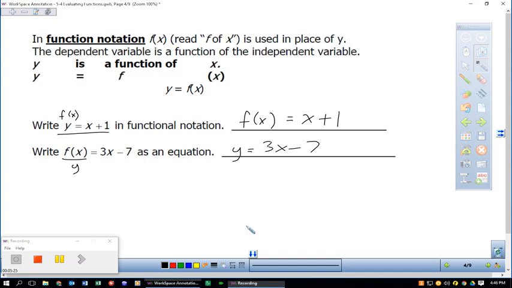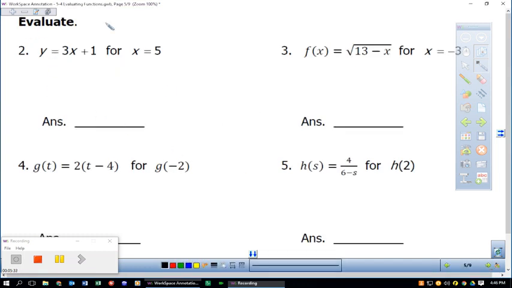And there we have it. Now we are going to use function notation quite a bit. Number 2 says evaluate y equals 3x plus 1 for x equals 5. So we are going to replace x with 5. So y equals 3 times 5 plus 1, which is 16. So our answer is 16.